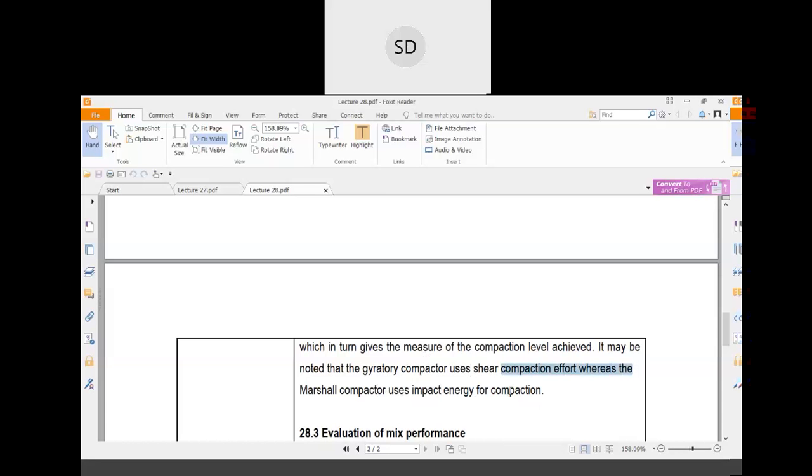In the Marshall case, that compaction would be an impact compaction, a sudden application of the load. Basically in the Marshall test, after preparing the mold, you will drop some hammer type thing over the mold to compact it. So basically that is an impact energy compaction. But in case of your Super-pave gyratory compactor, here the compaction is shear compaction. So basically you are pushing all these things with a constant or varying load condition.